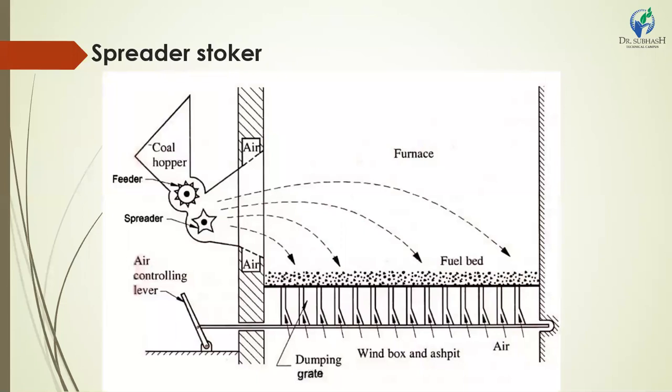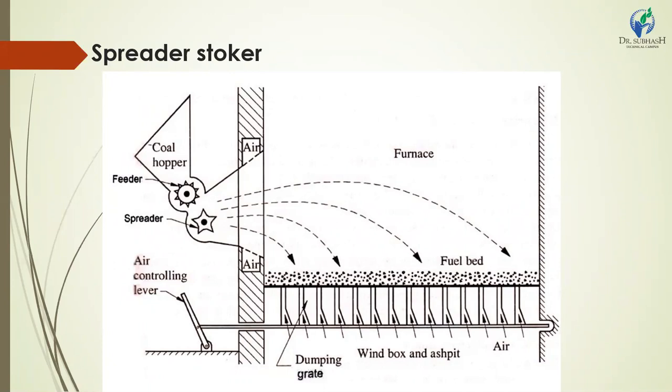The second type is the spreader stoker. The figure of the spreader stoker is shown. In this stoker, coal from the hopper is fed by gravity to the feeder, and the feeder is a rotating drum with short blades. The coal from the rotating feeder is supplied to the spreader by varying the speed of the feeder according to combustion requirement. The spreader is a distributor which spreads coal over the fuel bed.